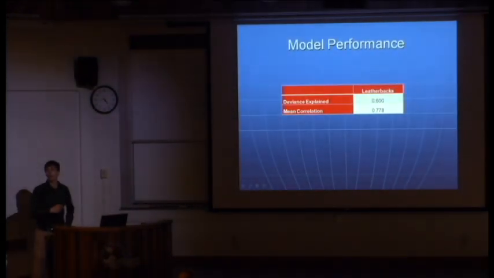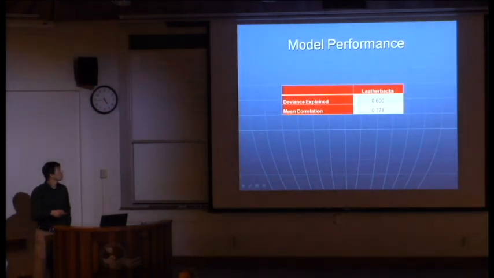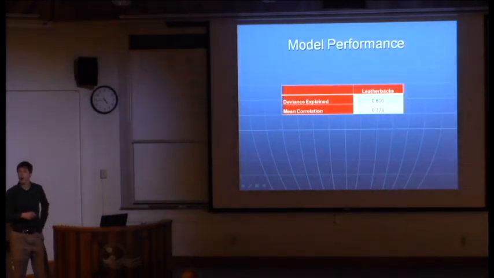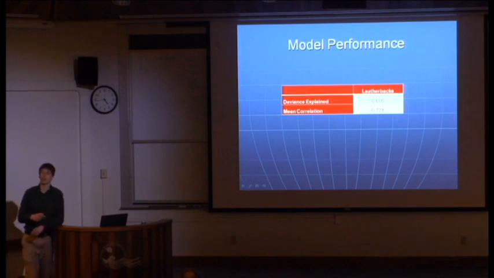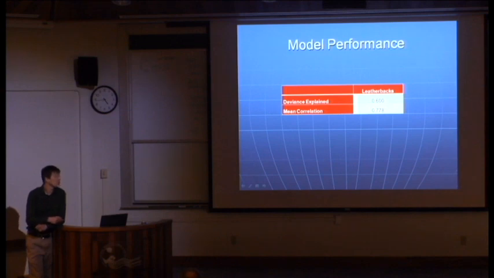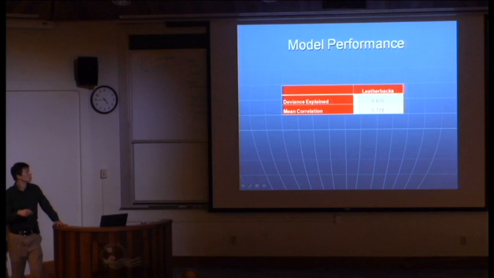How well are these models performing? Well, the deviance explained is 0.6, so it's comparable to the models we built for the fisheries, and the mean correlation is 0.77, so even better than the models we built with the fisheries. And this is really encouraging because we have a lot less data on leatherbacks than we do of the fisheries, and these models were built with weekly data rather than monthly. So the data sets themselves are much sparser. And so it's really exciting to be able to get these kinds of relationships at much shorter time scales.